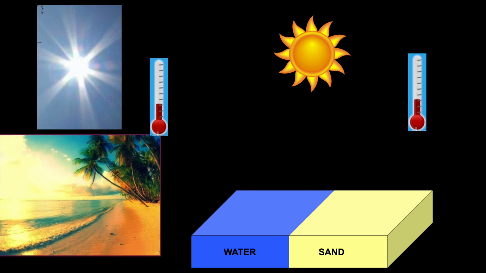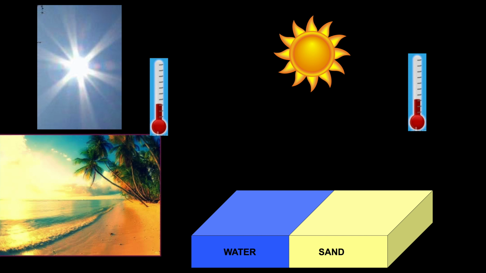So, let's look at this situation here. On the left-hand side, we can see that it is a hot, sunny day, and the sun is shining directly on this beach. On the beach, we have sand, and we have water. Imagine you're on this beach on this hot summer's day. Would you rather be standing in the water or on the sand? Why? Think to yourself.